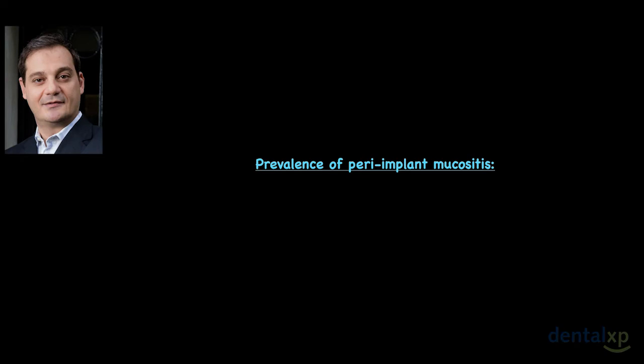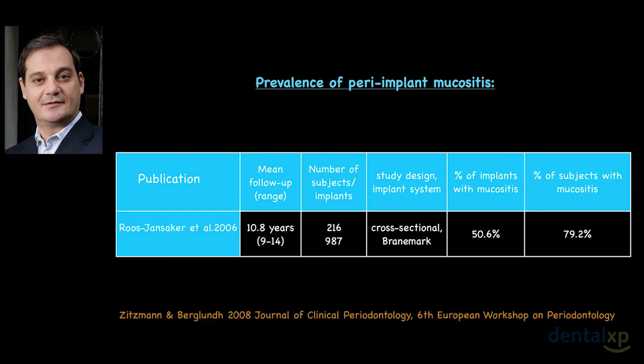The question becomes, what's the prevalence of peri-implant mucositis? In the 6th European workshop, they published a cross-sectional study, the longest one made, over 10.8 years as a range. You can see it on 987 implants, it led to 50.6% of mucositis. Now, what does it mean? And it's also very high in the subject. 79.2% of the people having implants presented mucositis. That is a substantial amount.